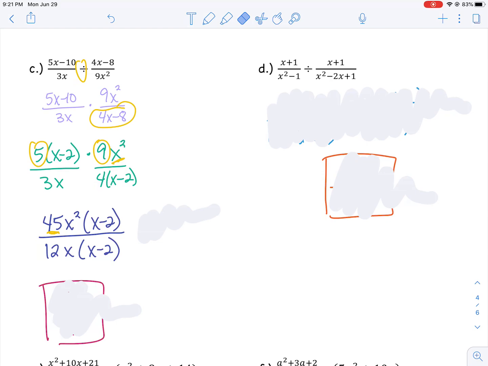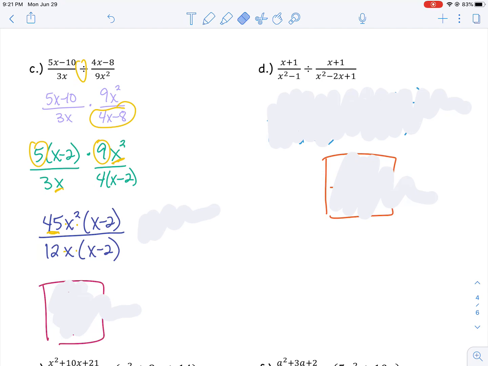On my denominator, I have a 3 times 4, or a 12. I have an x, and I have an x minus 2. Now all of these pieces are just factors, right? They're just being multiplied. They're not connected with plus or minus signs. And so what can I reduce out of the numerator and the denominator?